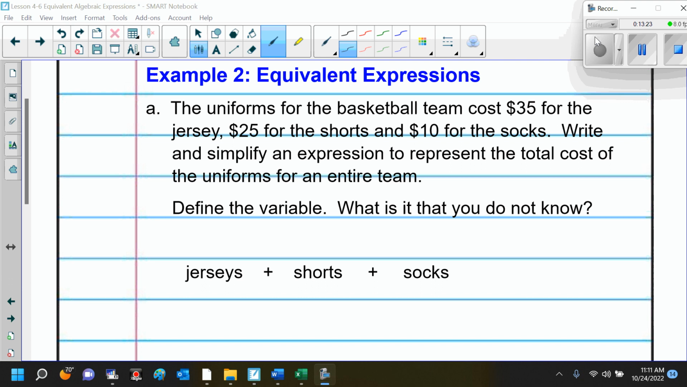Example 2 is equivalent expressions. Now this is a word problem. We're going to do this one together. You're going to write down your important information.